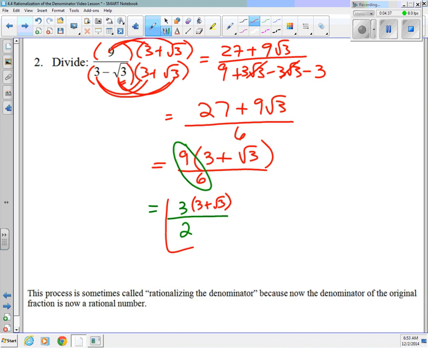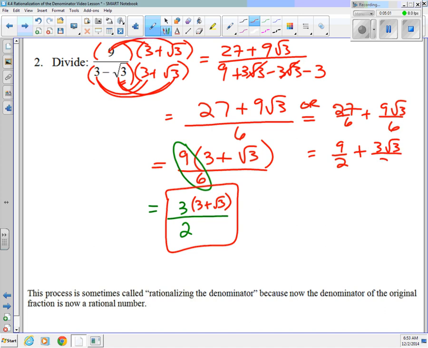That's certainly one way to write the answer. Or you can say, okay, I have 27 over 6 plus 9 radical 3 over 6, and 27 over 6 simplifies to 9 halves if you divide each by 3, and 9 radical 3 over 6 simplifies to 3 halves. And then you could, if you wanted to, combine this into one fraction again. 9 plus 3 radical 3 over, sorry, over 2.